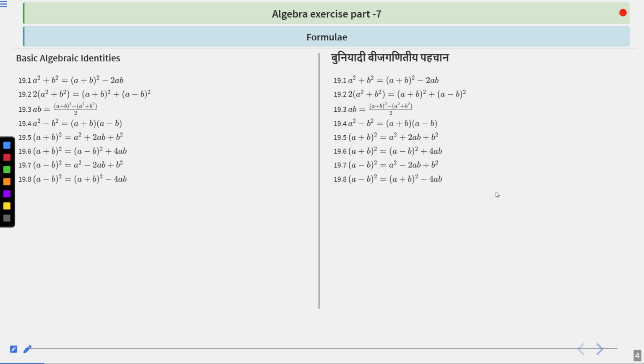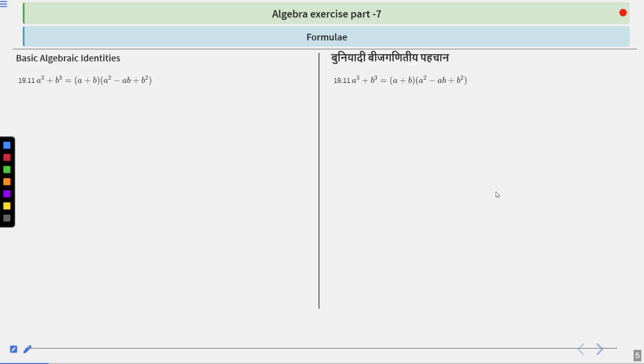Then we have a minus b's whole square is equal to a plus b's whole square minus 4ab. Next one is a plus b's whole cube is equal to a cube plus 3a square b plus 3ab square plus b cube. Then we have a minus b's whole cube is equal to a cube minus 3a square b plus 3ab square minus b cube.